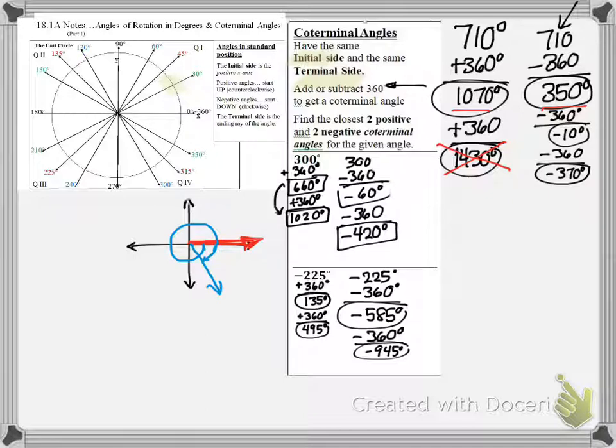Wanted to show you one example where just adding twice and subtracting twice doesn't give you what you need. You have to go further. I wouldn't mark it wrong if you put this in there, even though the directions do say the nearest 2, but I would mark it wrong if you don't also get me 2 negatives in there somehow.